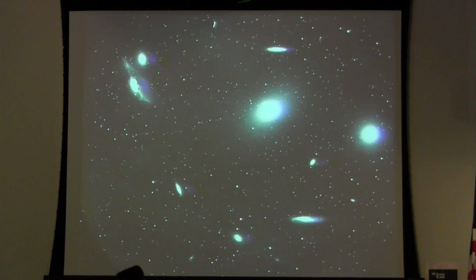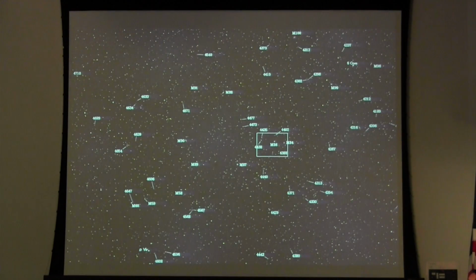This is the center of the Virgo cluster. These are the biggest galaxies at the core of the Virgo cluster. The Virgo cluster encompasses a huge region of the sky in the constellation of Virgo.